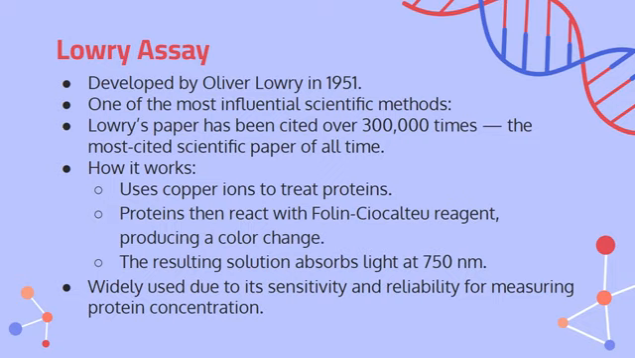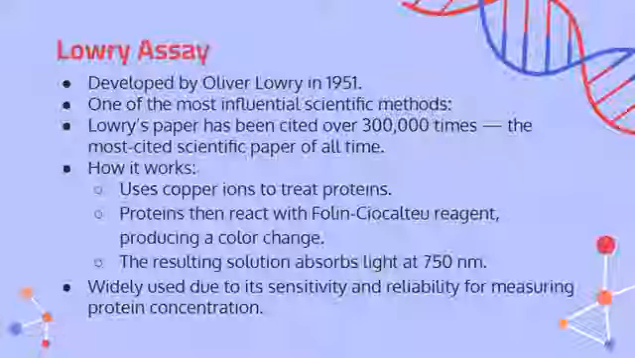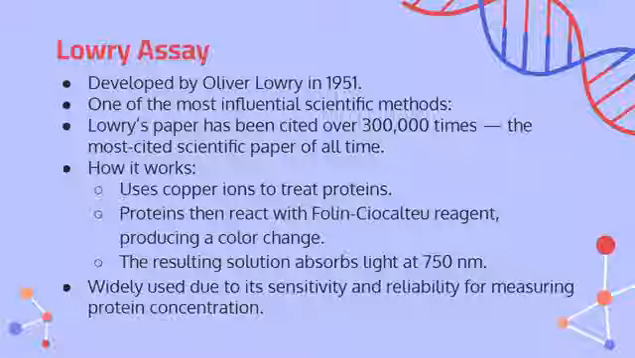How this works is it takes copper ions to treat the proteins, and then the proteins will react with Folin-Ciocalteu reagent to produce a color change. The resulting solution will absorb light at 750 nanometers. Due to the sensitivity and reliability for measuring protein concentration, this is one of the most highly used assays in industry.